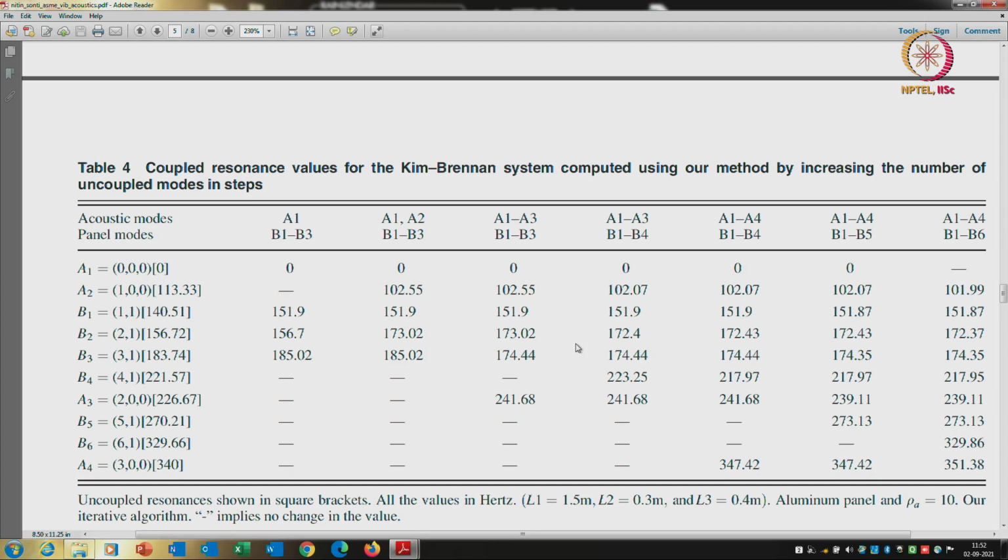So this table shows that. You have B3 at 185 dropping to 174, dropping maybe slightly, and settling down. So that is the story of how coupled resonances are formed in a panel cavity interaction system for light loading. The story is told for light loading. So let me get back to my iPad and continue my lecture from there.